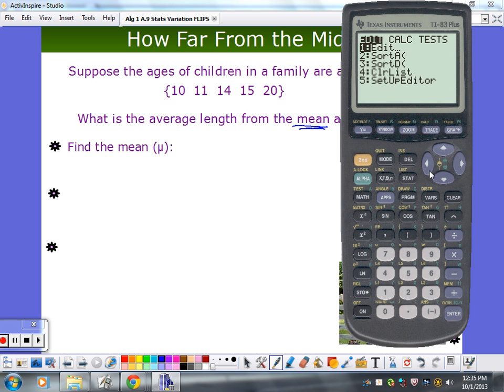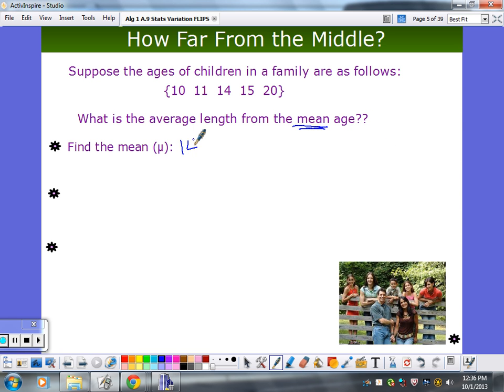So I do stat, calc, one variable statistics. I can put the L1 in or I can leave it out. So what is my average age? What is my mean? I wrote mu up here, but what does it say up there? x bar, right? So they mean the same thing. And what is it? 14. So the average age of the children here is 14.